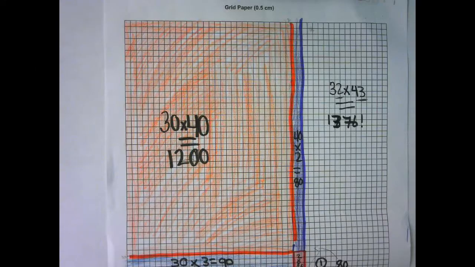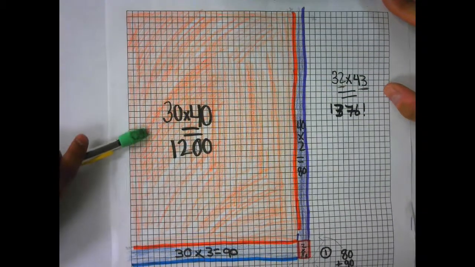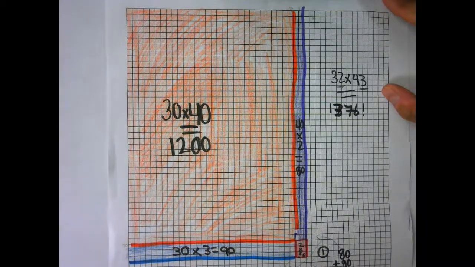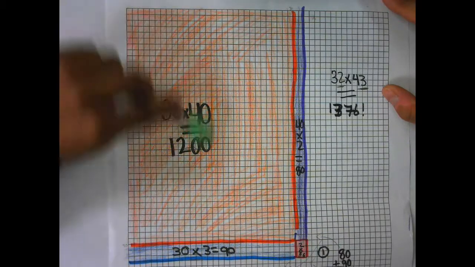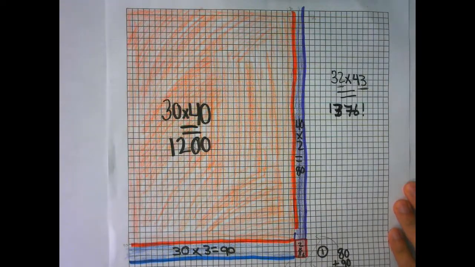So the question is 32 times 43. What we did was we rounded 32 to 30, as you can see right here, and we rounded 43 to 40, which is right here. Then we multiplied 30 times 40, and altogether this whole orange colored part is 1,200.